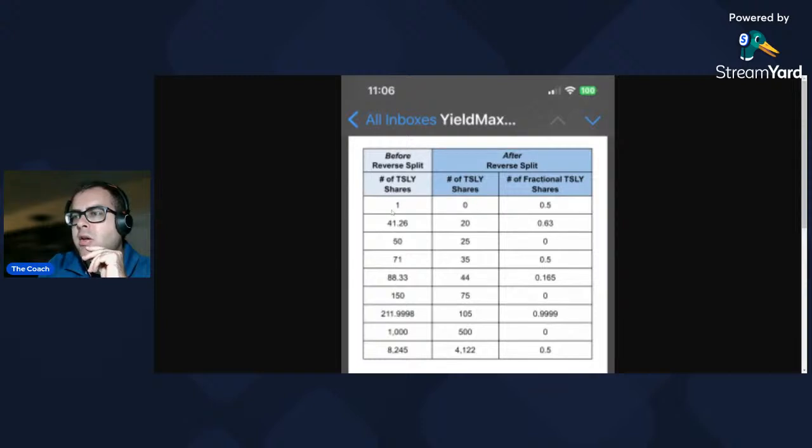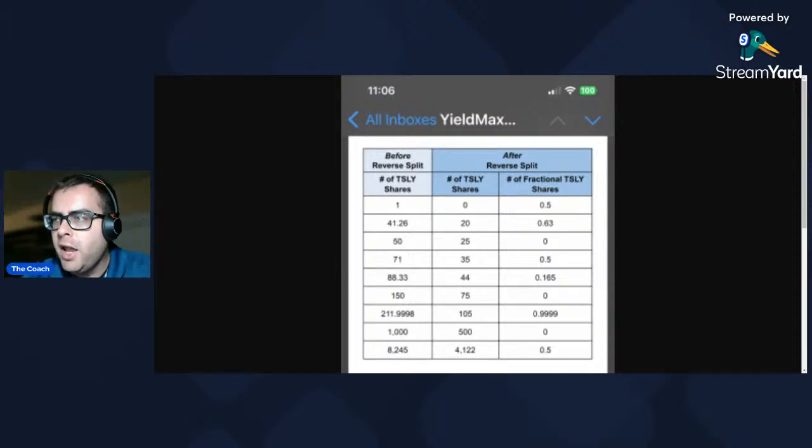Okay, now this one is all right. Here you go. This breaks down before the reverse split. Number of Tesla shares before: 41.26. Oh, I was thinking, do we lose fractional shares? Number of fractional Tesla shares. Let me make sure. This should be exactly 50-50. So 41.26 divided by 2. Okay, this is 50-50. I got a little ahead of myself there.